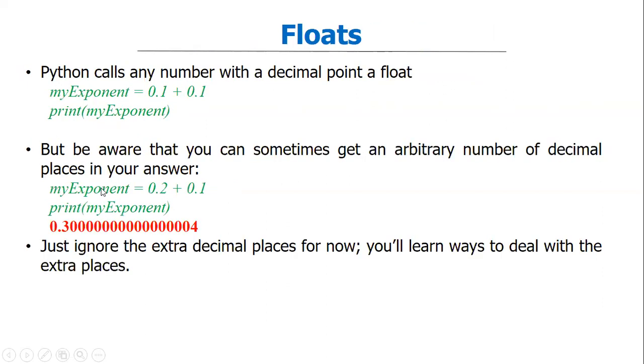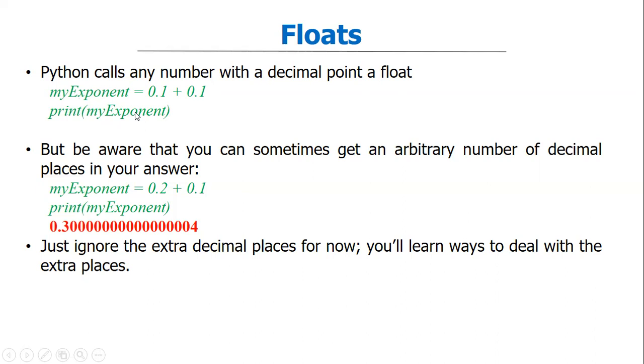All right, now we have what we call floats. Python calls any number with a decimal point a float. So any decimal value in the Python programming language is termed a float. A typical example: my exponent 0.1 plus 0.1. If you are to print this, we are going to get 0.2.